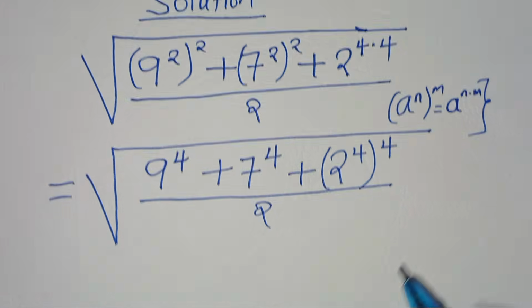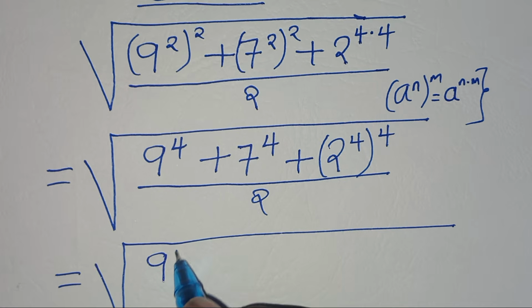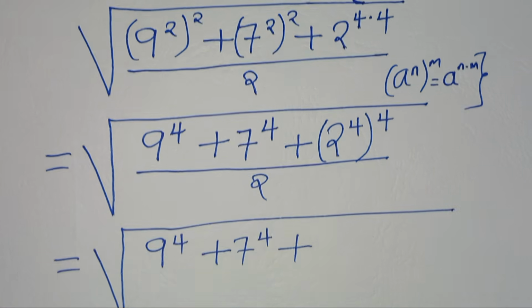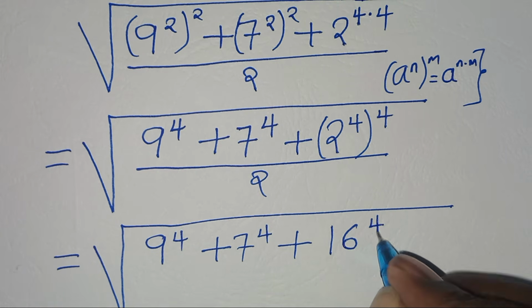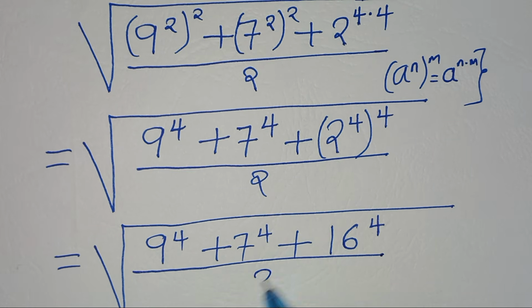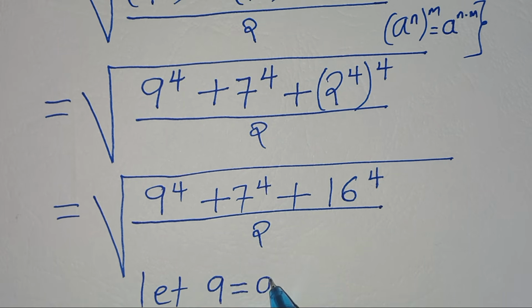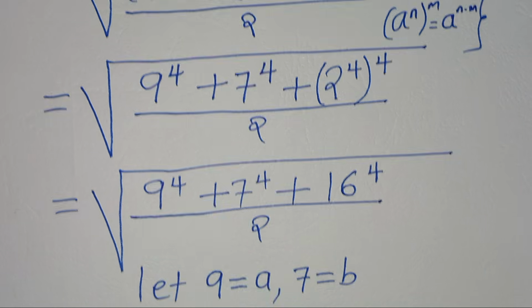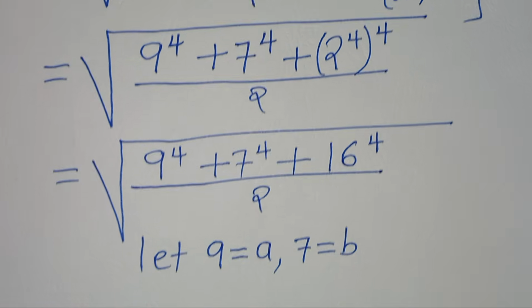Applying this property, this means we have the square root of 9 to the power of 4 plus 7 to the power of 4, then plus 2 to the power of 4, this is 16, raised to the power of 4, then divided by 2. The next step is that we can let 9 be equal to a, and we can let 7 be equal to b. So let us express this square root math problem in terms of a and b.